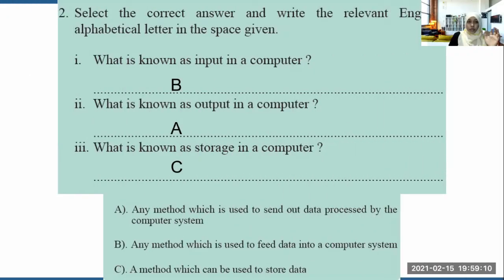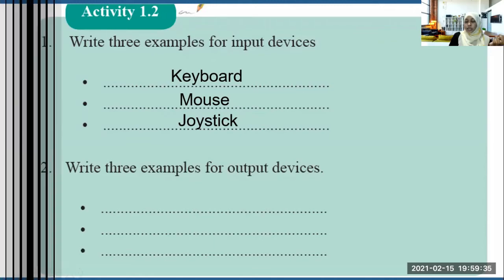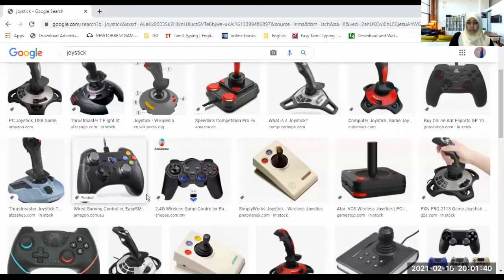Next one. Write three examples for input devices. This is activity 1.2. You can write any input device you can see or you know. I wrote keyboard, mouse, and joystick. I wrote joystick because most of the students don't know what a joystick is. These are joysticks. Can you see?